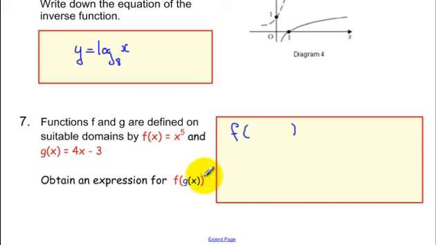First thing we do is we put our g of x formula inside the brackets. So this is f of 4x minus 3. F takes whatever's in the brackets to the power of 5. So this is equal to (4x minus 3) to the power of 5. And this is our expression for f of g of x.